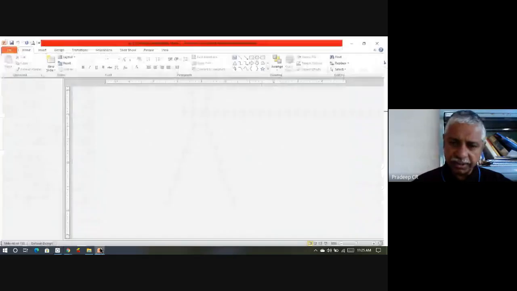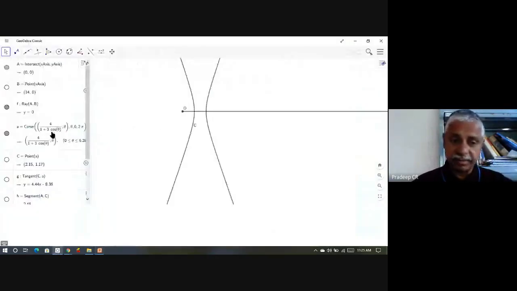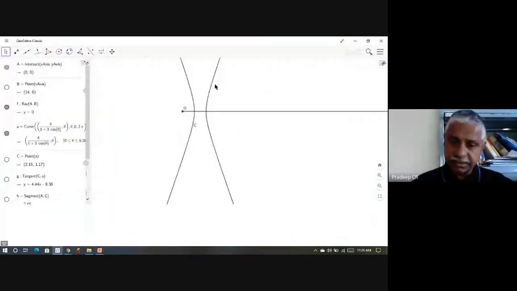For a particular value of A and B, maybe 4 and 3, whatever, you just figure that out. That's not an important point. In fact, you have to do it for general A and B. But for GeoGebra, I need to take particular values for A and B. So I have taken 4 and 3. Then this is how the curve looks.